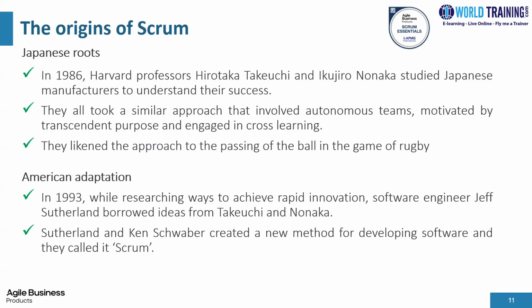Now, while researching ways to achieve rapid innovation, Sutherland read the paper by Takeuchi and Nonaka and borrowed many of its key ideas to create a new method for developing software, which he called Scrum. He then collaborated with longtime colleague Ken Schwaber to further develop and codify the approach. And in 1995, the two wrote a paper on Scrum and published it at the year's conference on object-oriented programming, systems, languages, and applications.